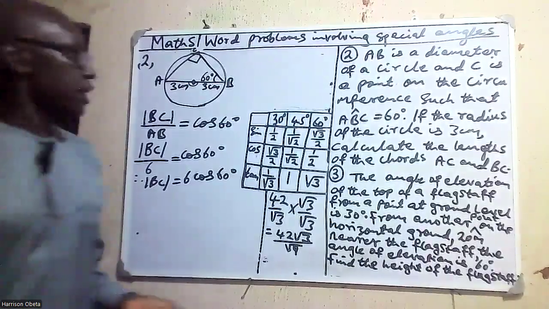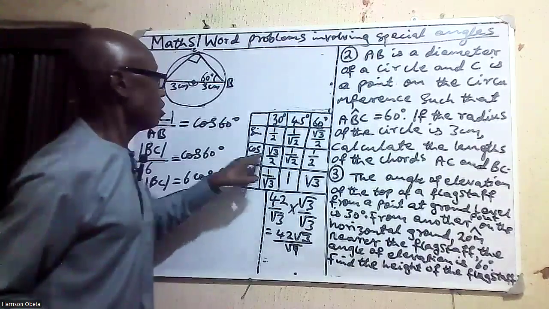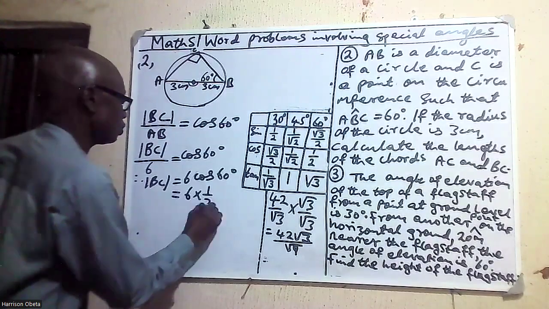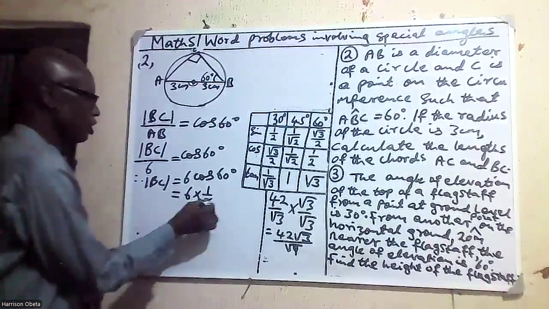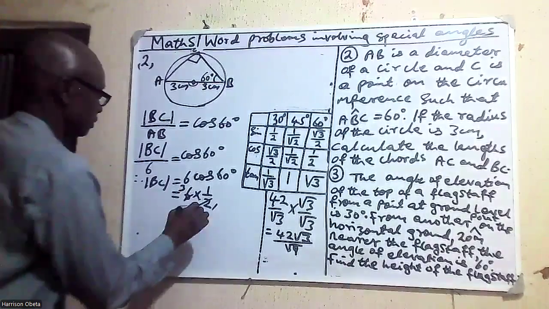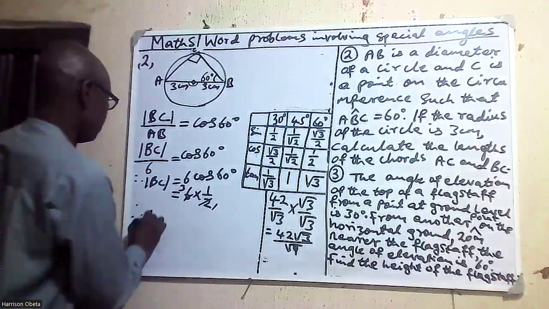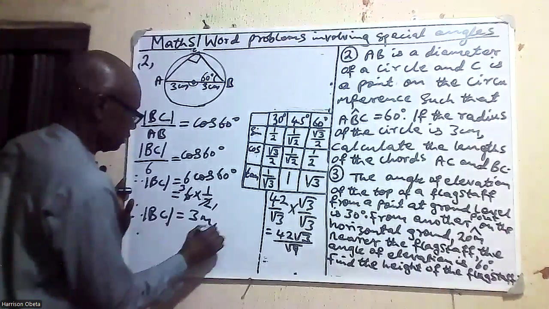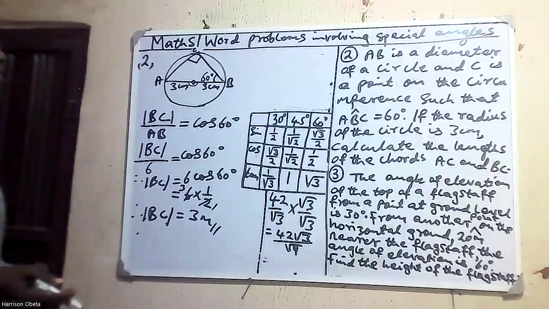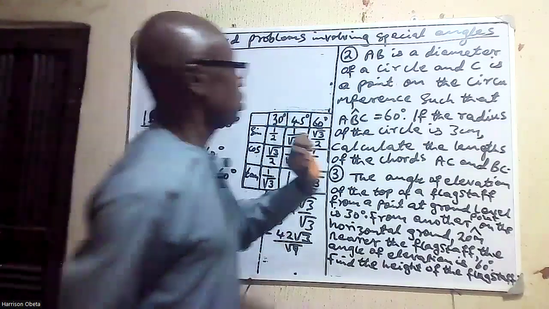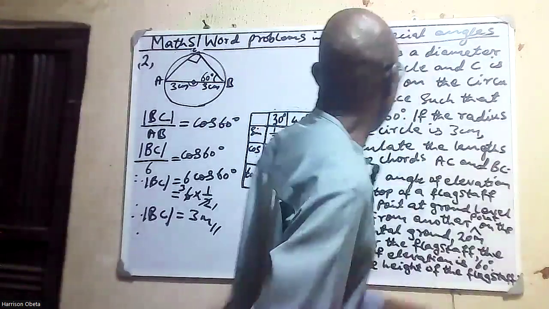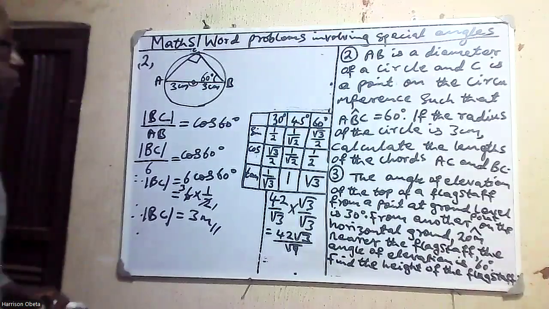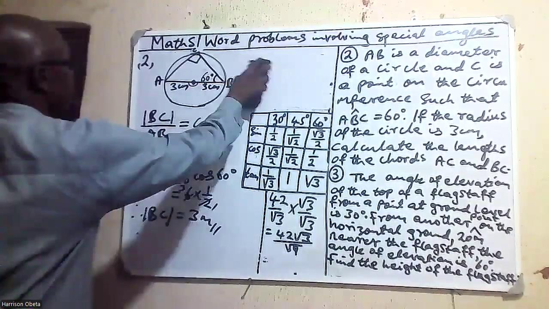Now, going to our table again, we discover that cos 60 is half. So that will give us 6 times 1 over 2. To divide it, 2 here 1, 2 here is 3. And that means that our BC is equal to 3 meters. So we have succeeded in finding the two values, both AC and BC. And that's the end of number 2. We are now going over to number 3. Number 3 now.